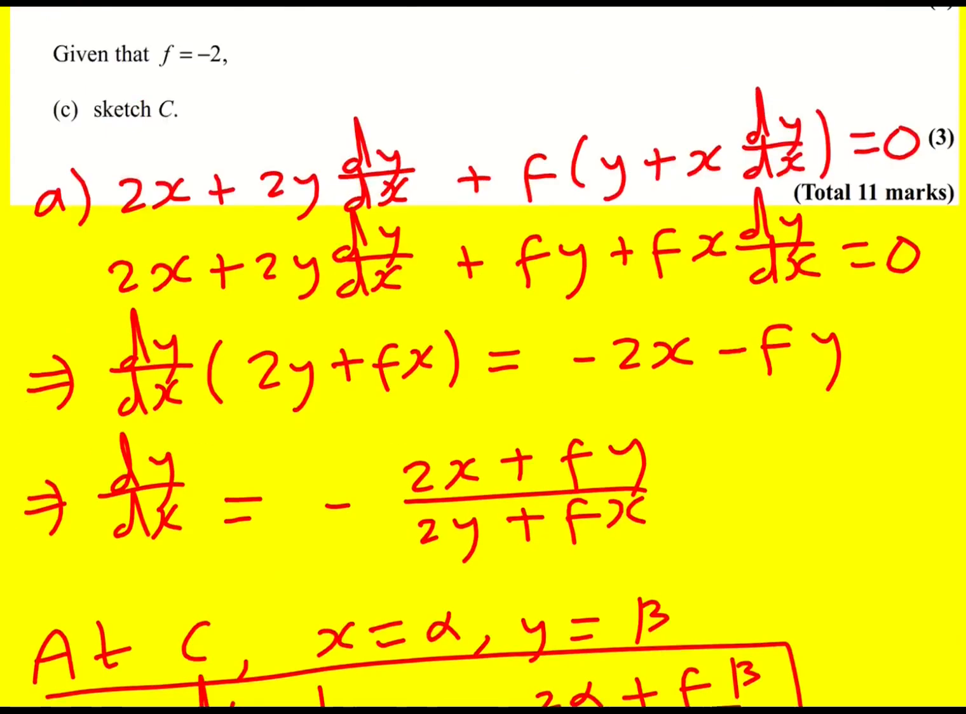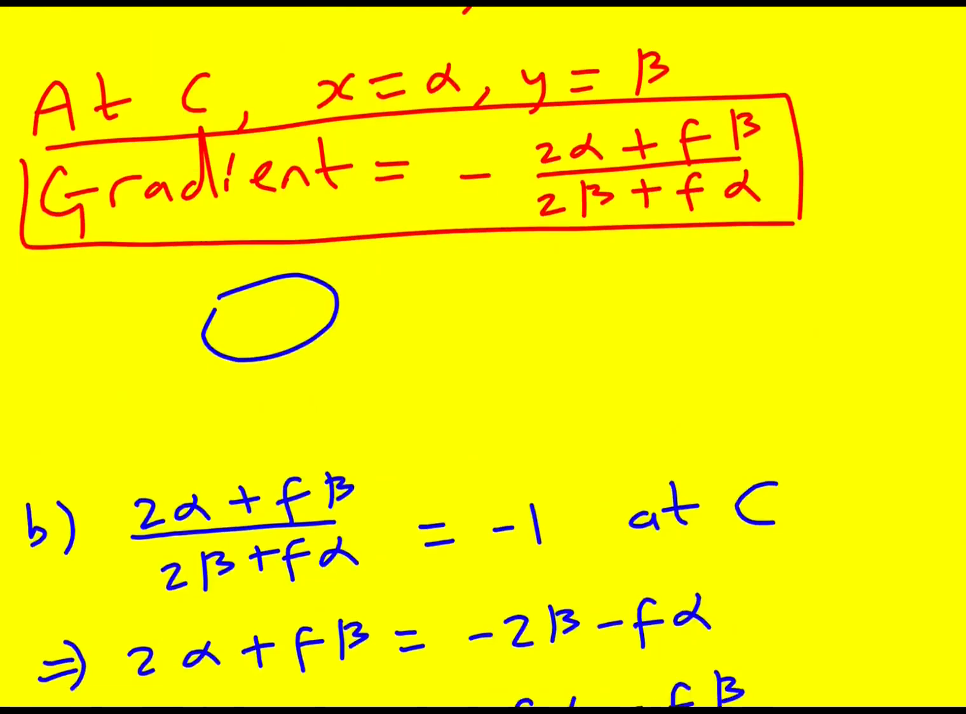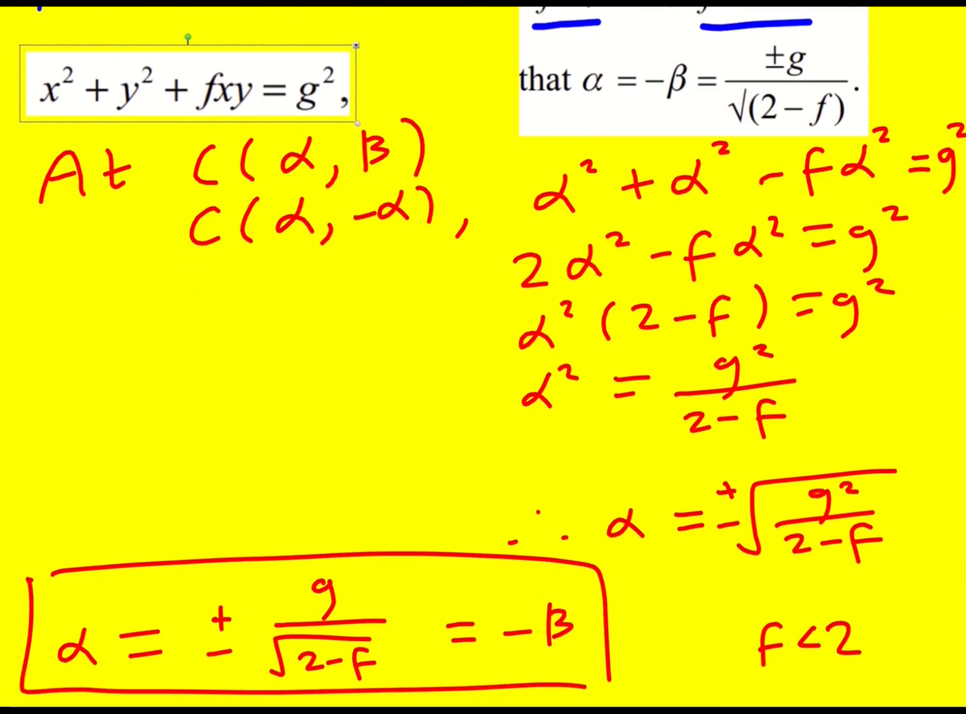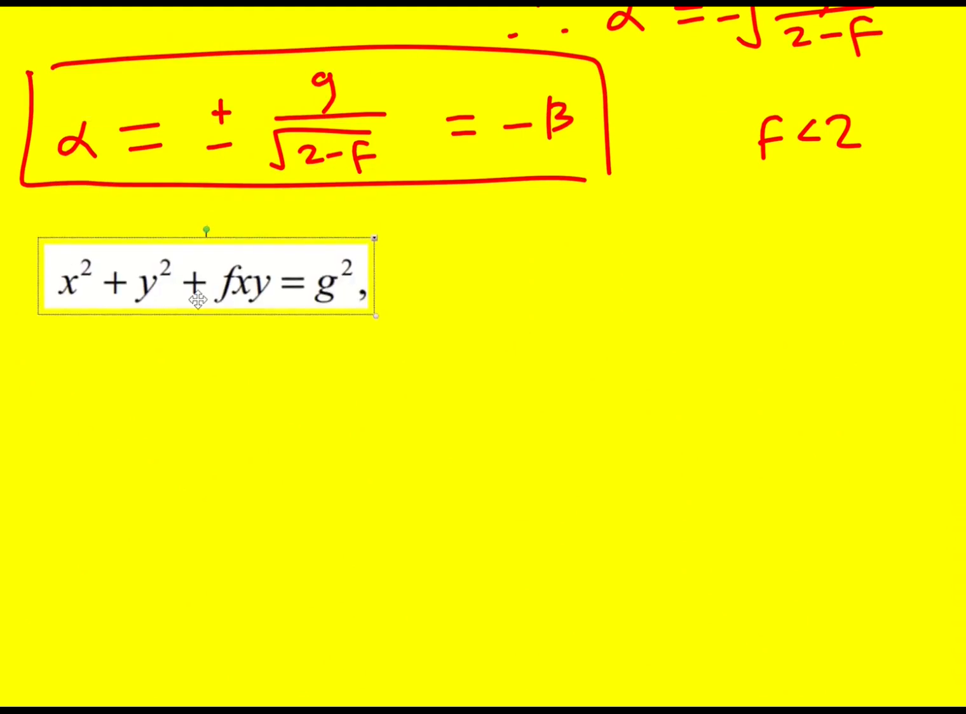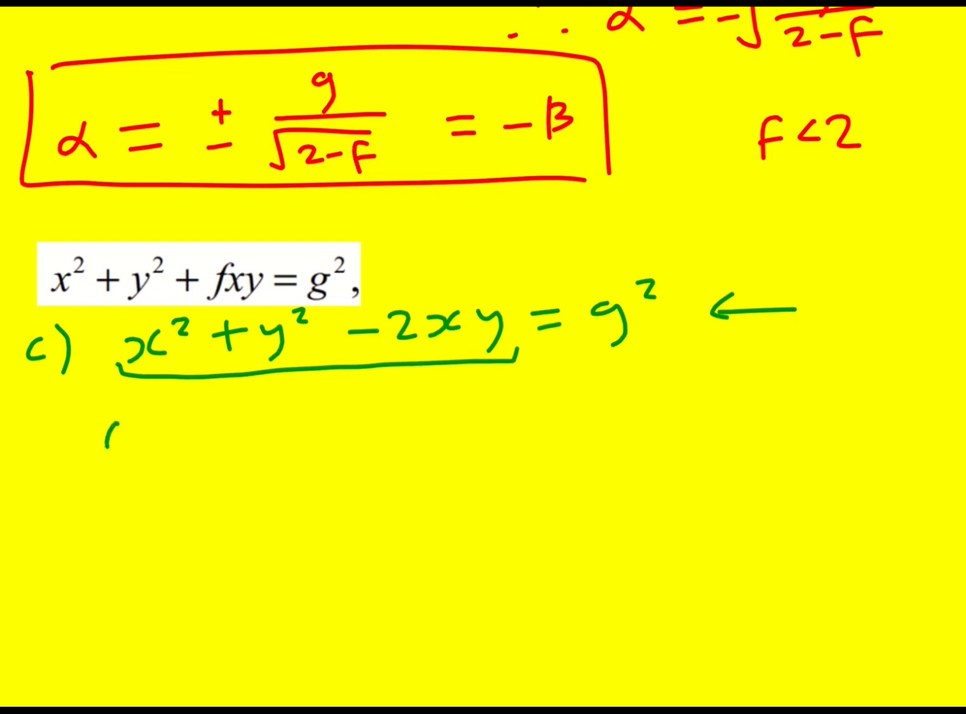In the last part of this question, we are told that f is equal to minus 2, and we're asked to sketch C. Remember, this is our equation, and we're asked to sketch that. So x squared plus y squared minus 2xy will equal g squared. We still don't know what g is, but we'll have to work in terms of that. And you've got to be able to identify this thing here. We need to factorize it. It's none other than x minus y squared.